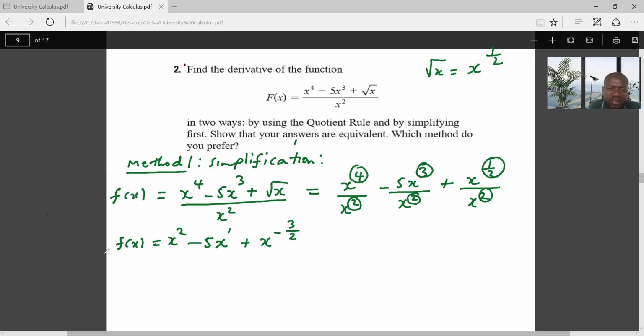So now we can do the derivative. Let's differentiate this. F prime of x. This becomes 2x minus 5.